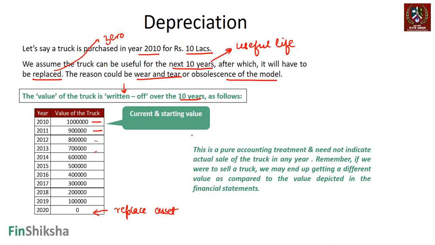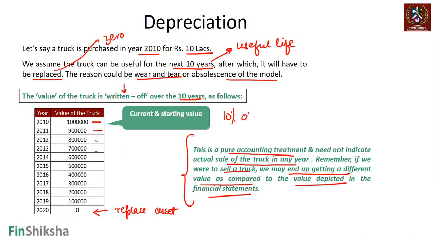The key is what is written here. This, remember, is a pure accounting treatment, and this need not indicate the actual sale of the truck in any year. Remember, if we were to sell a truck, we may end up getting a different value as compared to the value depicted in the financial statements. Correct? We are just doing an accounting treatment saying that it is assumed that the truck will lose 10% of its value every year. That's an assumption that we are making, right? Under that assumption, we are playing it.